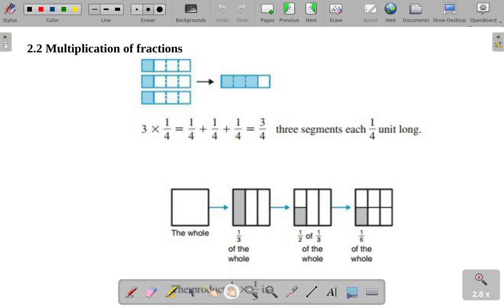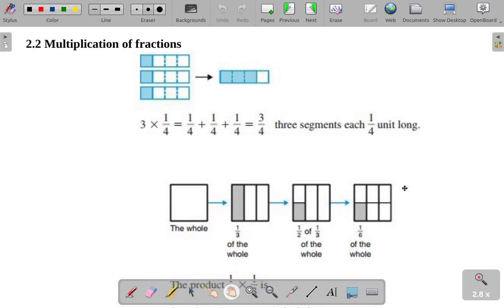In section 2.2, we're looking at multiplying fractions. And multiplying fractions actually isn't all that complicated. It's a little strange to think about why it comes about. So I'll take a brief moment to figure out why we multiply the way we do.